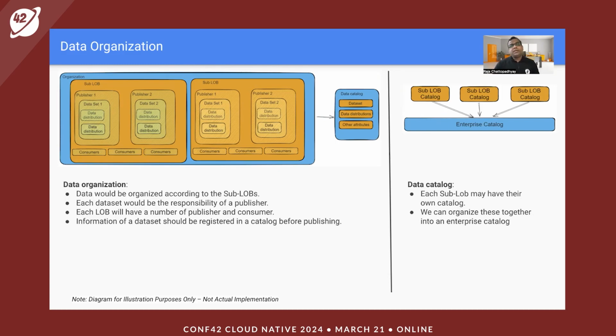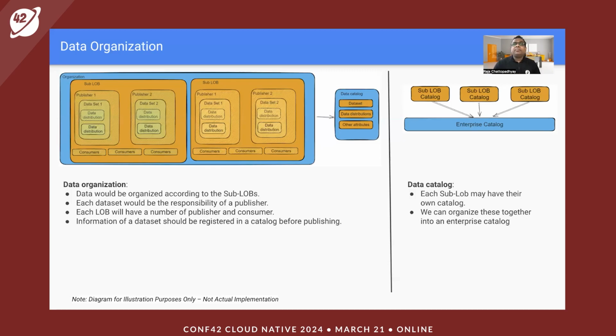In general, every organization is composed of sub LOBs. So when I'm talking about LOBs, each of these sub LOBs will have multiple publishers, and each of these publishers may publish various data sets. These data sets may in turn be sent to various data platforms like the lake or database. We will call this data distribution.